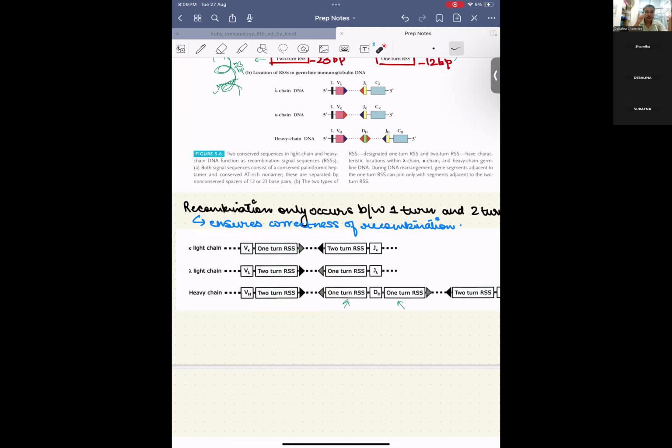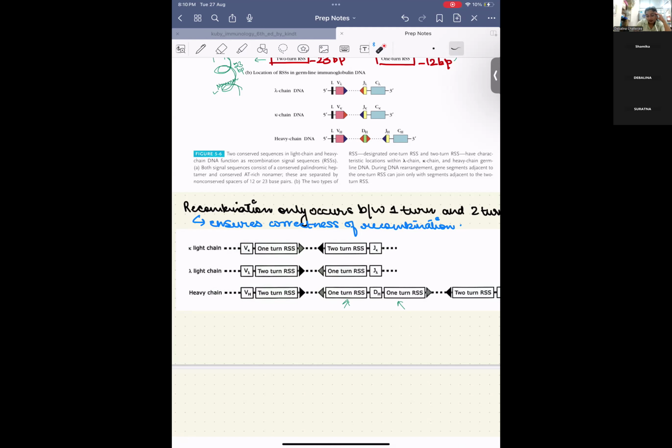So all the different V regions by default have a one-turn RSS sequence downstream of them, and all the different J regions are going to have a two-turn RSS sequence upstream of them, so that any of the different V regions can join with any of the J regions, but for sure it's a V joining a J, because only a one-turn sequence and a two-turn sequence can participate in this recombination process, right?